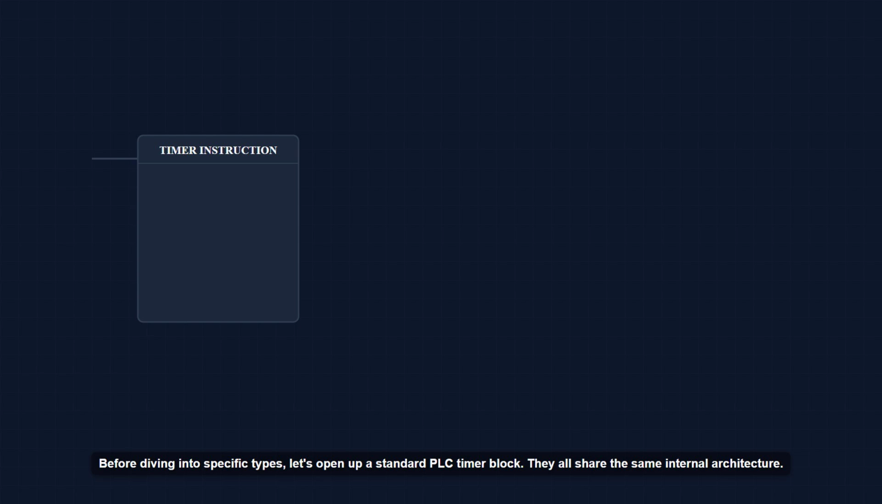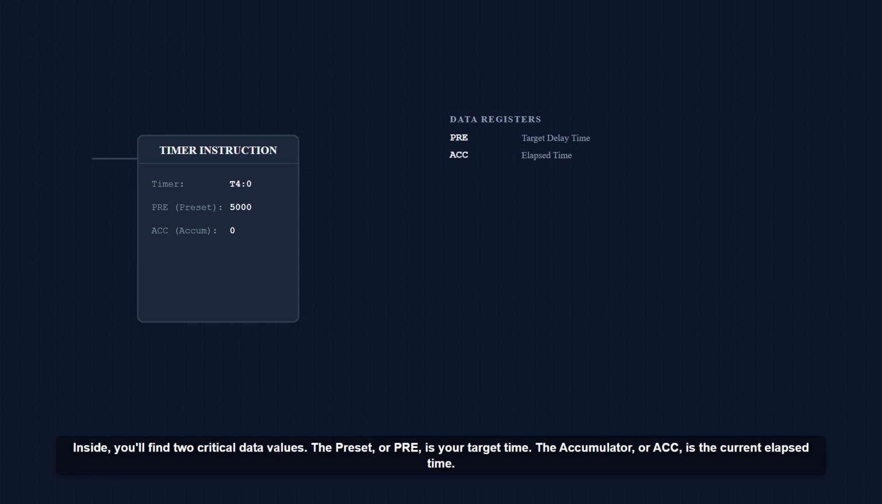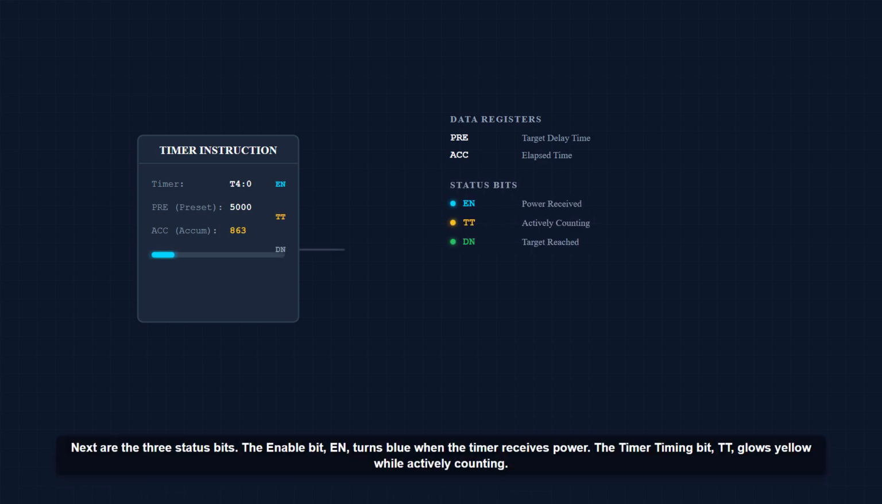They all share the same internal architecture. Inside, you'll find two critical data values. The preset, or PRE, is your target time. The accumulator, or ACC, is the current elapsed time. Next are the three status bits.